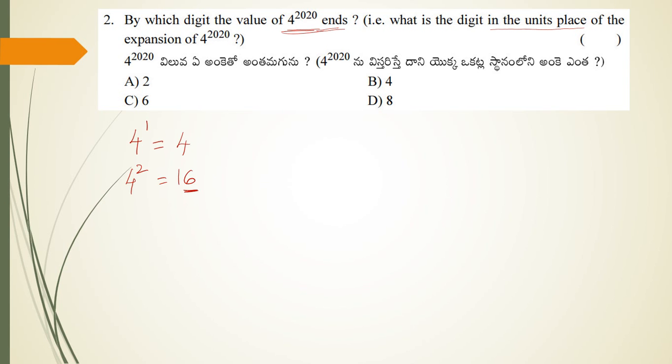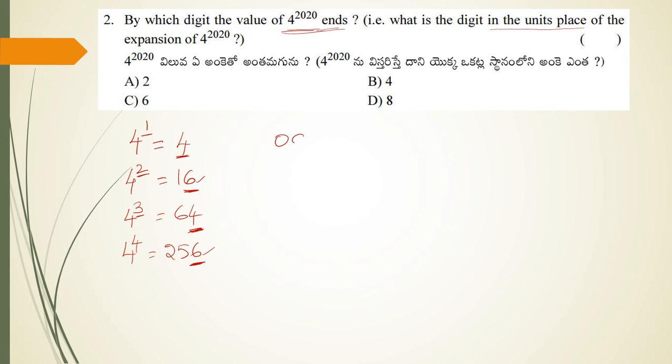So 4 square is equal to 16. The same way, 4 cube is equal to 64. Here the units place is 4. Next, 4 power 4 is equal to 256. Here the units place is 6. If you observe the units places, whenever you have odd powers, it ends with 4. Whenever you have even powers, it ends with 6. If we continue, you will have either 4 or 6 in the units place.